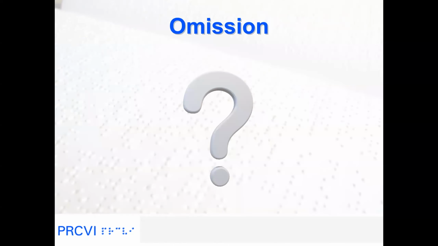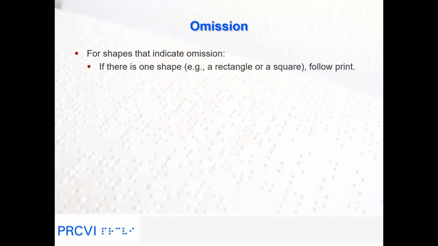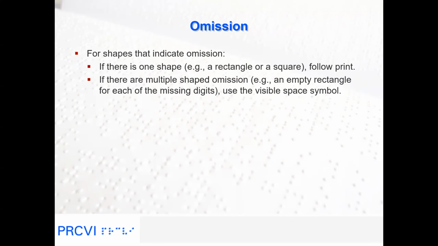Let's look at types of omission used in print in a spatial problem. For shapes that indicate omission, if there is one shape, for example a rectangle or a square, follow print. If there are multiple shaped omissions, for example an empty rectangle for each of the missing digits, use the visible space.